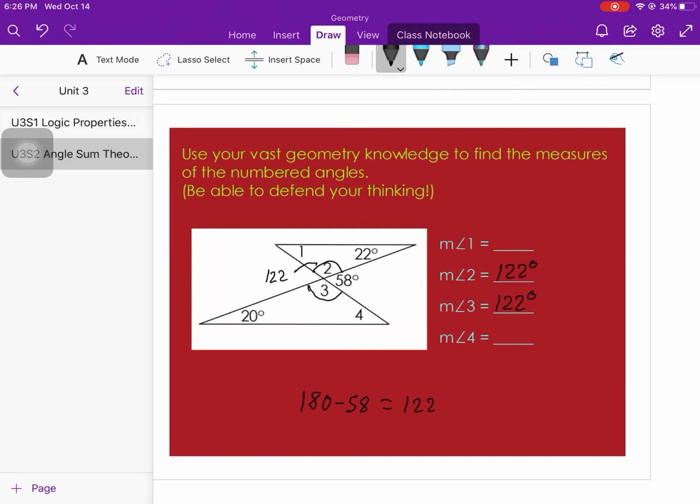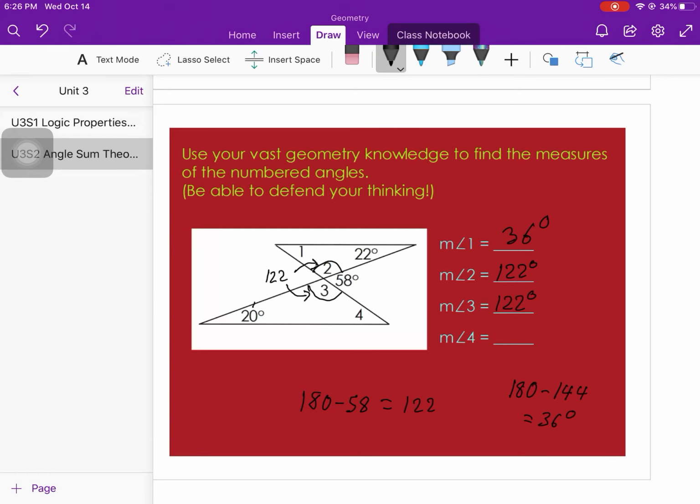And now if this is 122 right here, and the other one's 22, that means there's 144 degrees without angle 1. So if we take 180 minus 144, we get 36 degrees. So that's angle 1.